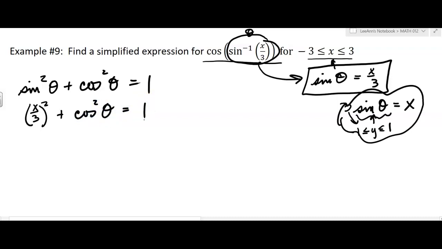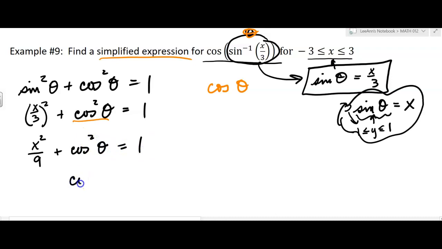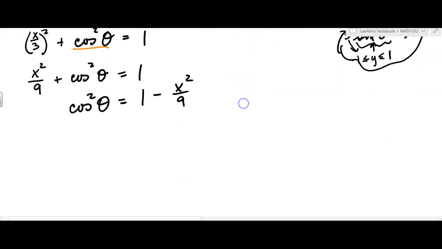Now, let me make a little note here. When I replaced this with theta, now I'm trying to find the cosine of theta, right? It says find a simplified expression for it. So I'm actually trying to find cosine theta. We'll continue with our work. We get x squared over 9 plus cosine squared theta equals 1. If I subtract, and then do a little bit of algebra, some fraction work, and take the square root of both sides.